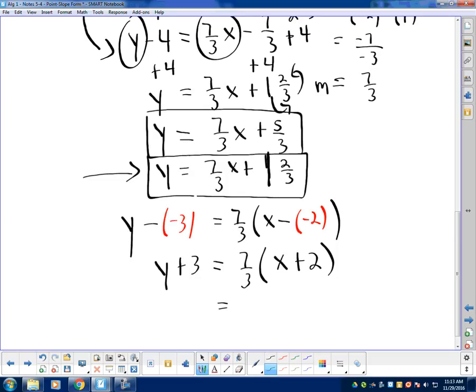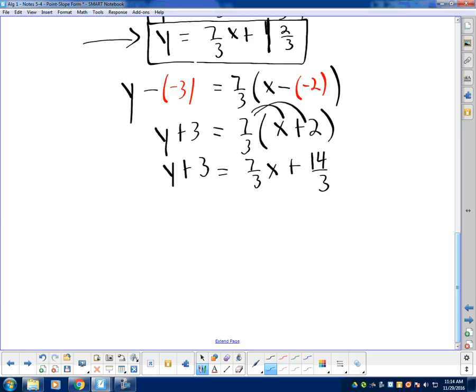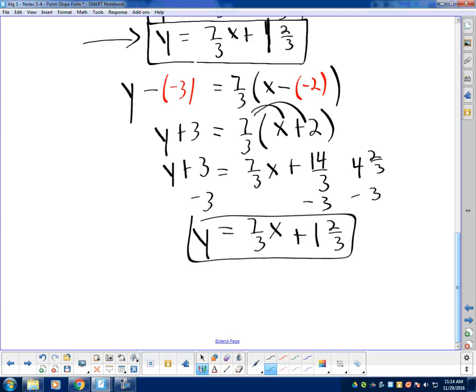Okay, so now we're going to distribute. This is 7/3 x plus 7 times 2 is 14, so we're distributing here and here. 14 over 3, and here I have y plus 3. So one more step on this one. You'll see that it's going to match up with what we got earlier. I'm subtracting 3 from each side. So y equals 7/3 x. You're just going to bring that down. 14/3 is the same as 4 2/3, and I'm subtracting 3 from it, which gives me 1 2/3. Exactly the same thing I had before.